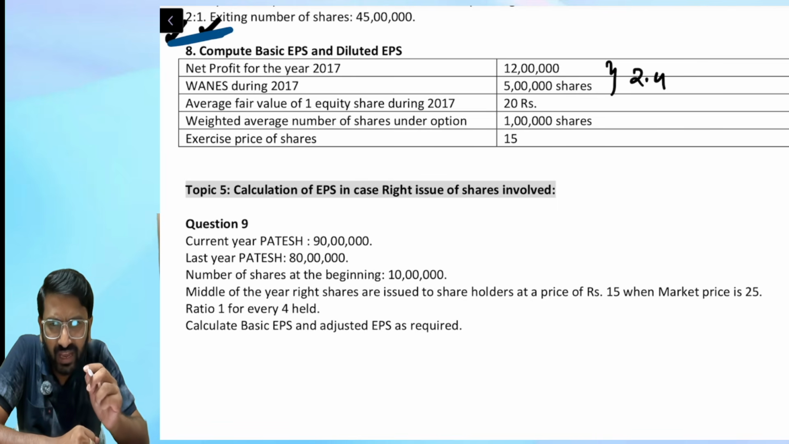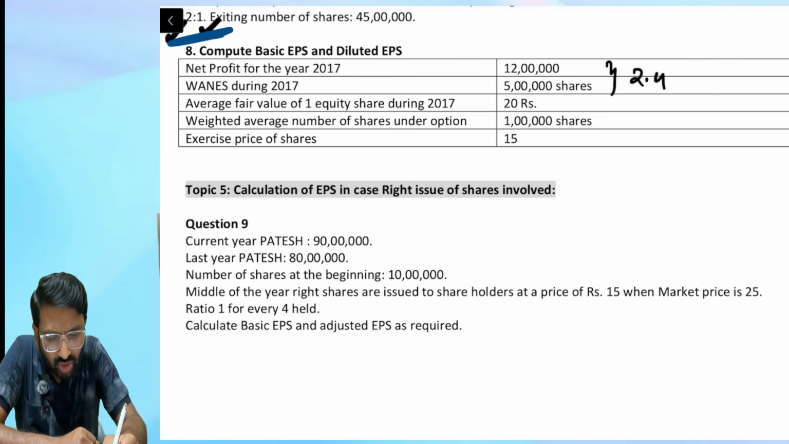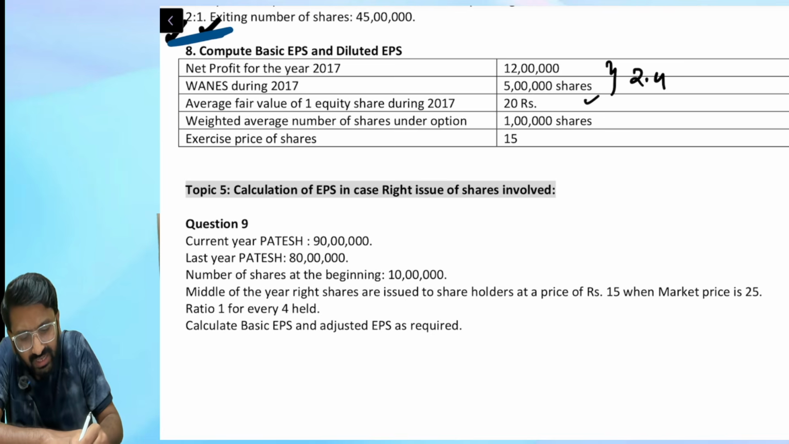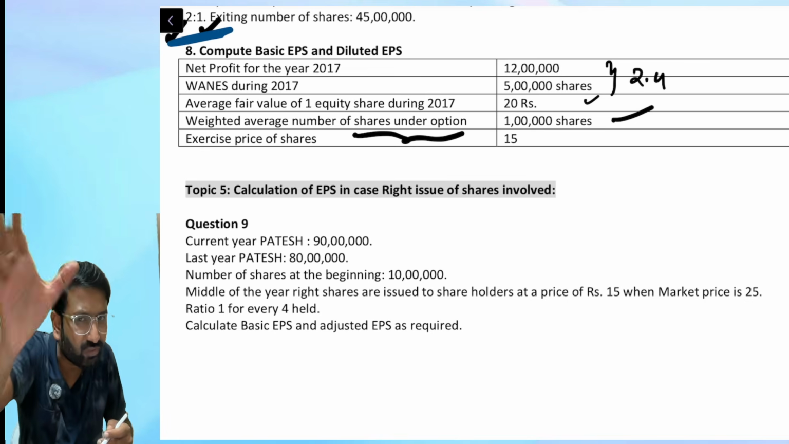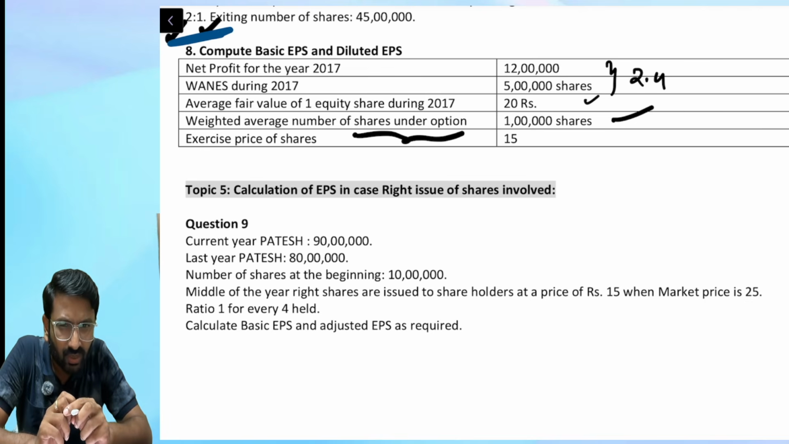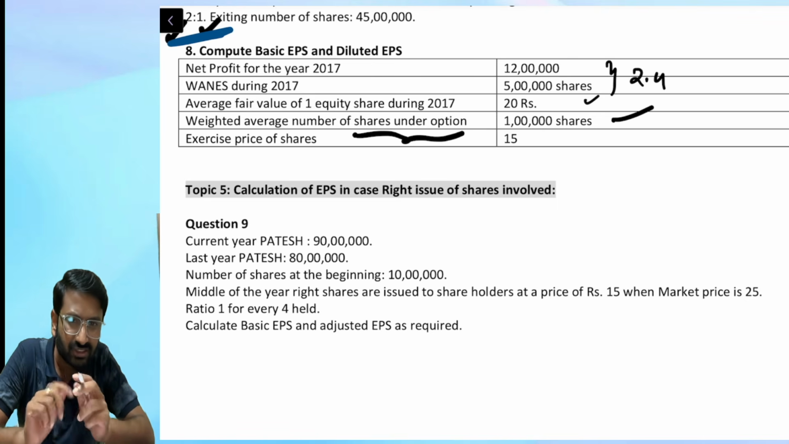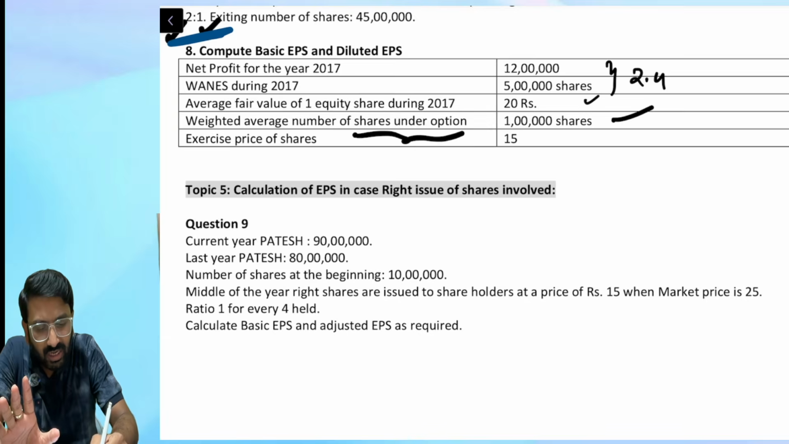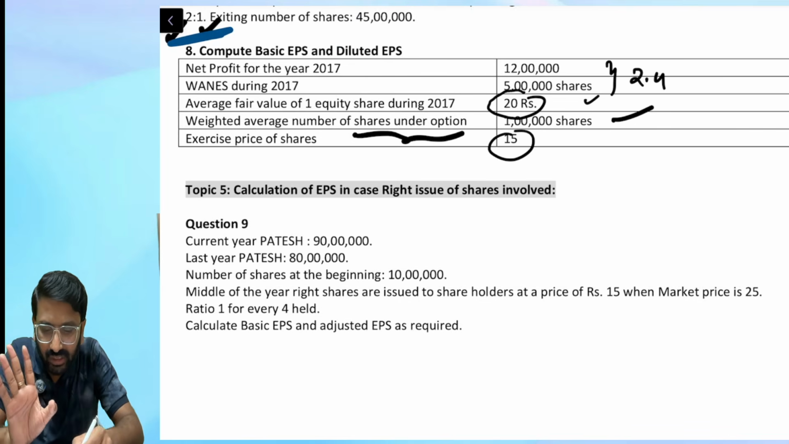Options are there. The fair value of one equity share is 20. Weighted average number of shares under option. So how many options are given to the shareholders? 1 lakh. And when you are giving options to the shareholder, are you giving it free of cost or at a concessional rate? Concessional. Even though the market value is 20, we are collecting 15 rupees here. So at a concessional rate.